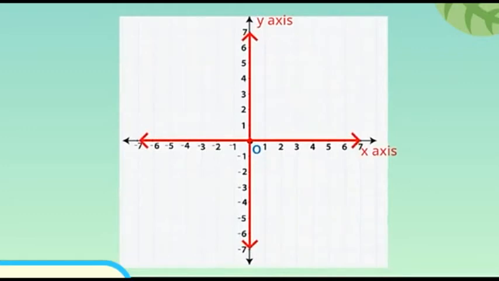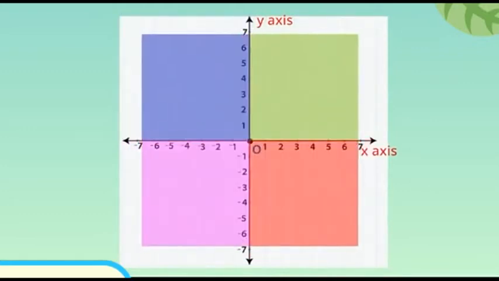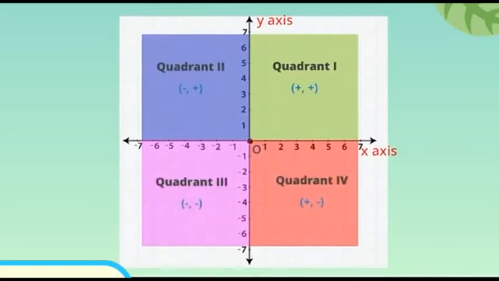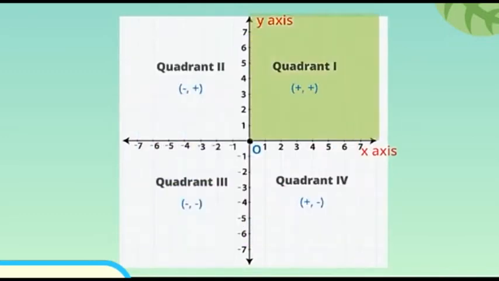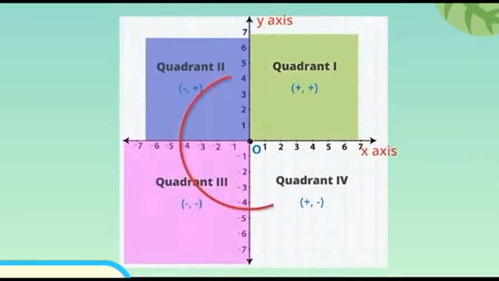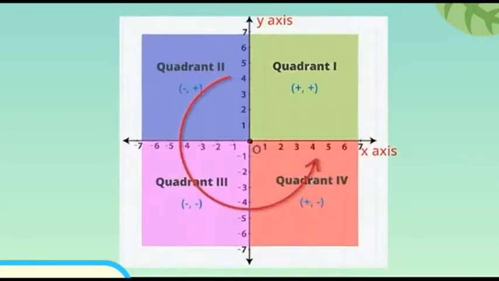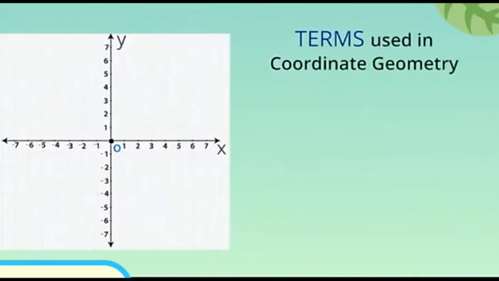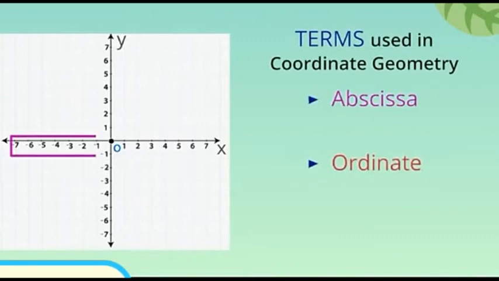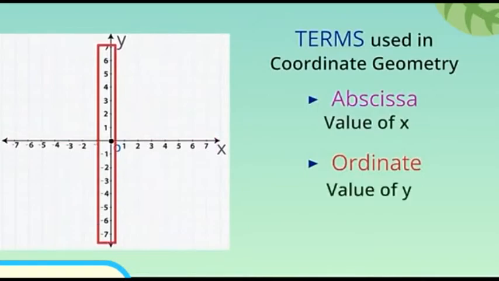Now, the x-axis and y-axis divide the Cartesian plane into 4 quadrants. That is first quadrant, second quadrant, third and fourth quadrant. Always start from this part and we have to go anti-clockwise. Now, let us learn the terms which are used in coordinate geometry. Abscissa and ordinate. The abscissa is the value of x and the ordinate is the value of y.